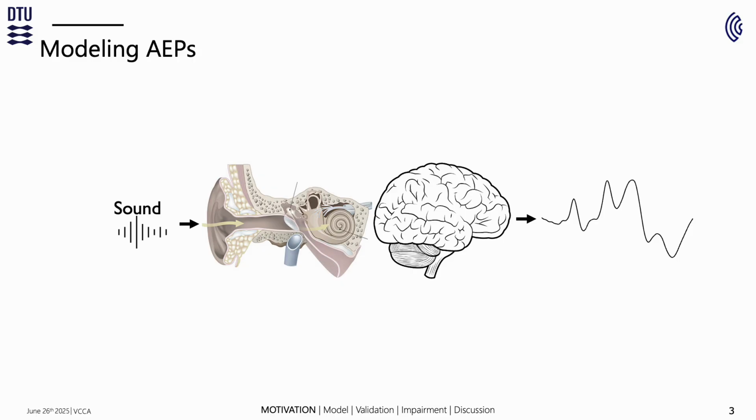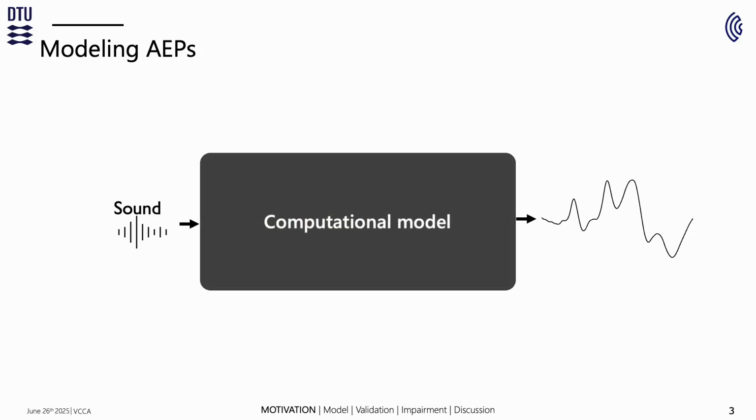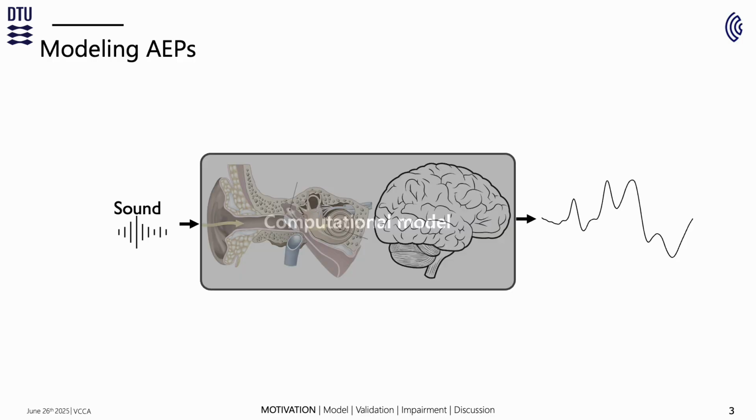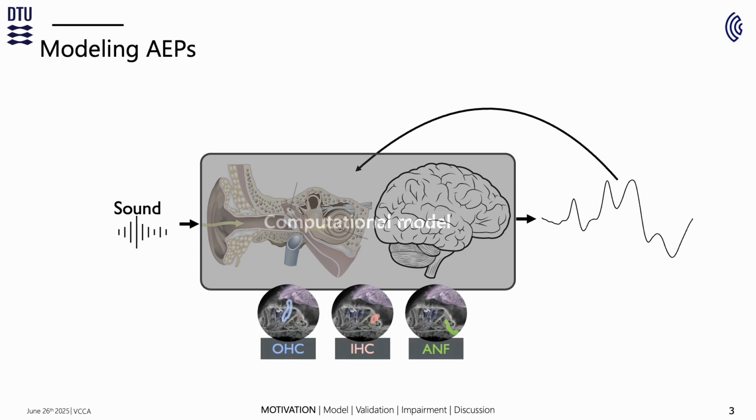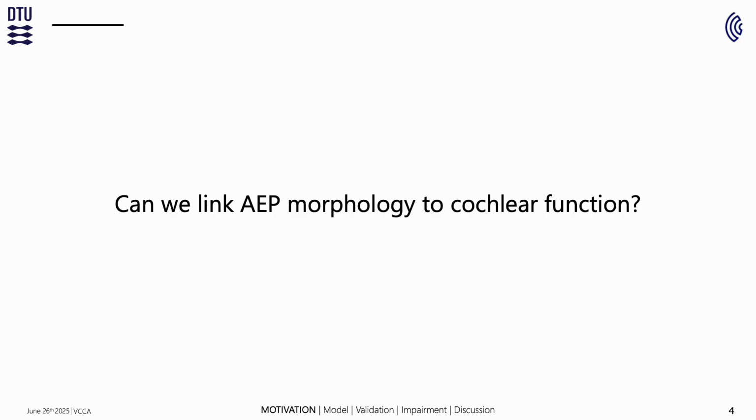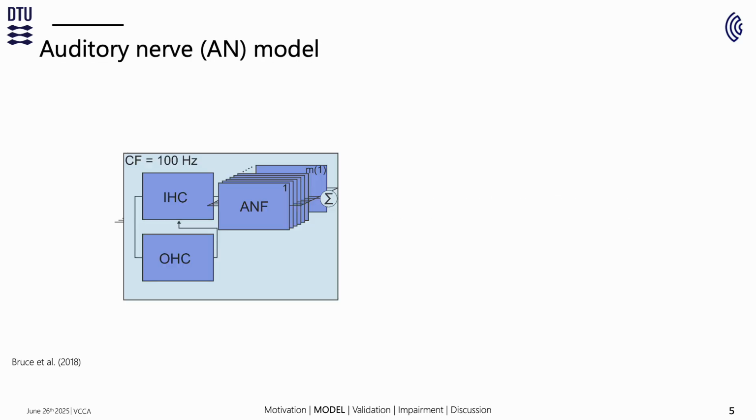The idea with modeling is that we substitute the ear and the brain with a computational model, and if the computational model has any resemblance to the way sound is processed in the ear or the brain, we can go back and relate these responses to the pathology. So the research question here is, can we link the shape or morphology of AEPs to cochlear function, or more importantly, cochlear dysfunction?